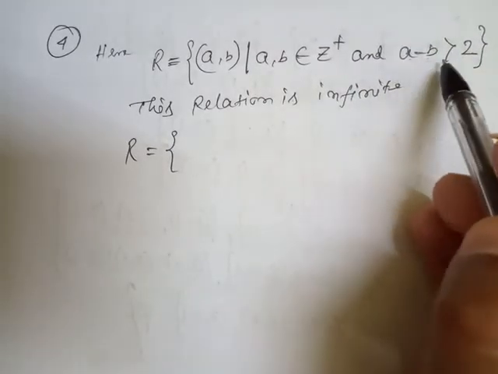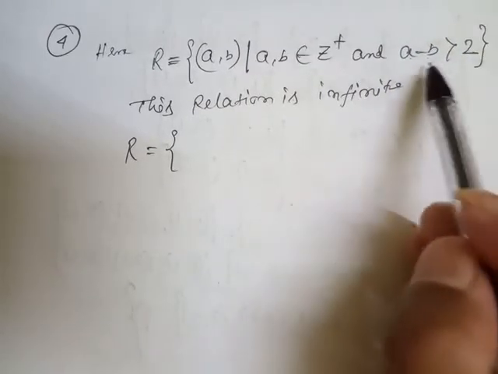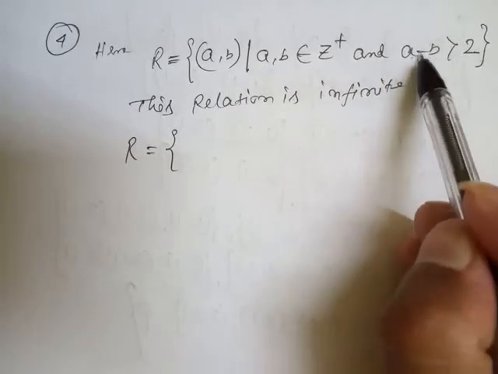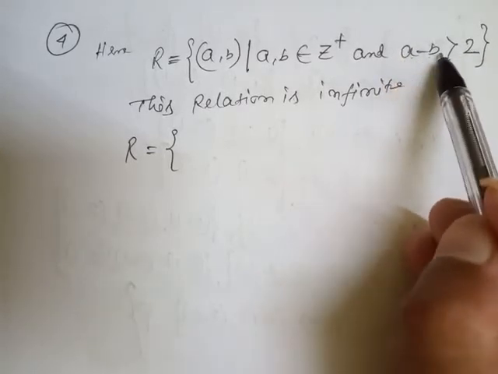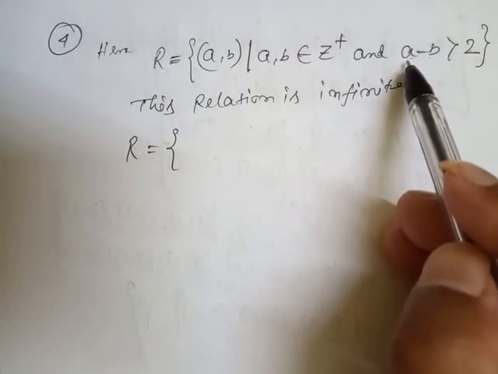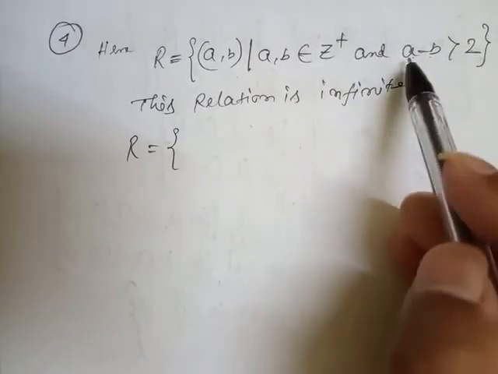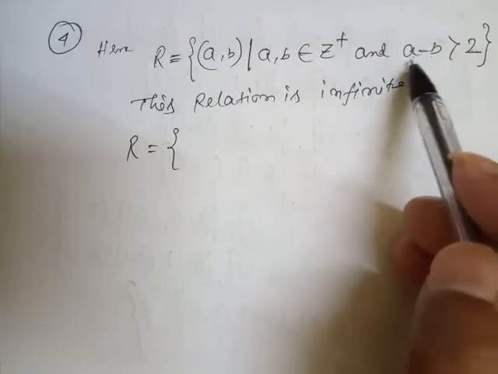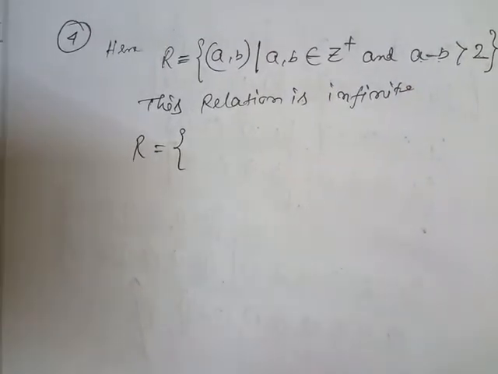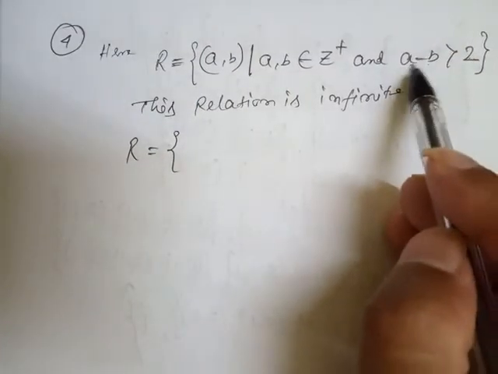Now this is the main key point in this question: a minus b bigger than 2, which means the difference of a minus b should be bigger than 2. So if I write 3 minus 1, that is 2, which is equal to 2, so it is not possible. Here I have to take 4. 4 minus 1 is 3, it is possible, bigger than 2. 5 minus 1 bigger than 2. 6 minus 1 bigger than 2. So a should be 4. I think you have understood this one.